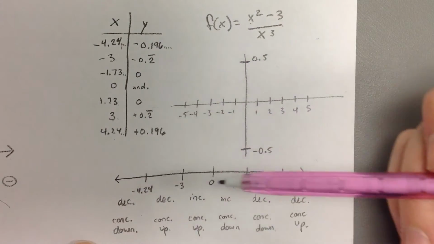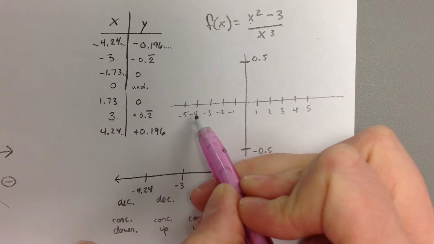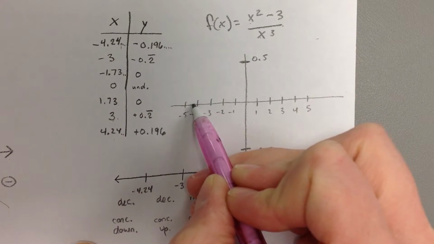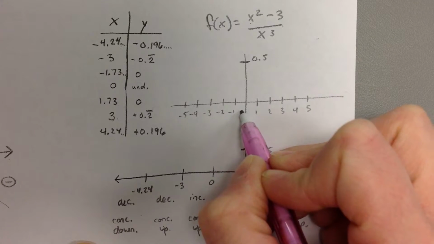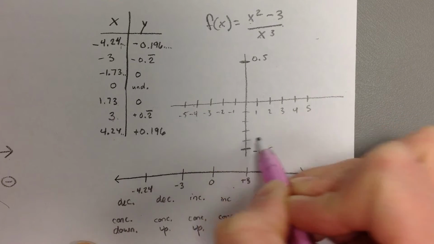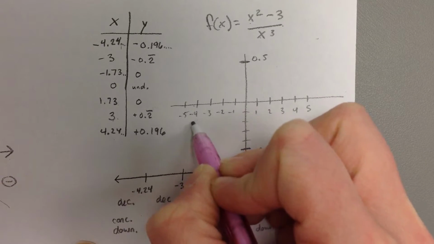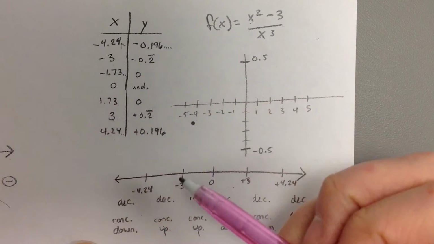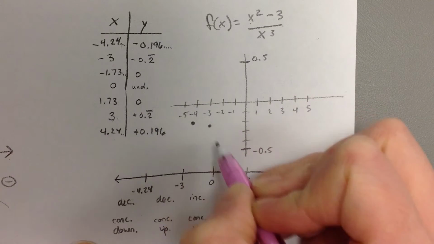So here we go, plotting each of these points. This doesn't have to be exact. We see they're awkward decimals. So we have -4.24 roughly there. I'm going down. If this is -0.5, we have 1, 2, 3, 4, so I am roughly right here. -3, -0.2, I am roughly right here.